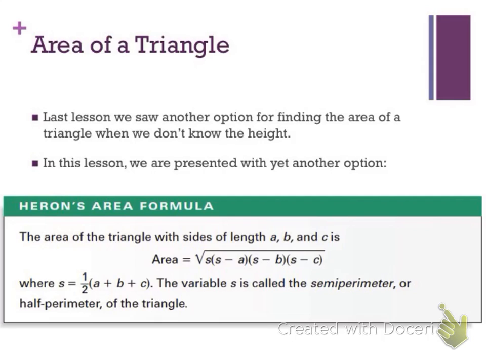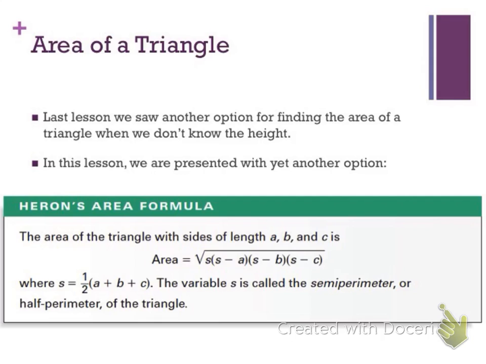So we saw in the last lesson that sometimes we need to find the area of a triangle when we don't know what the height of the triangle is. We know other things about the triangle, but we don't really know how to find the height of the triangle. So we saw one option for finding area in that case, depending on the information we knew. Well, today we're going to see another option for that. And this is an option that works if we know what all the sides of the triangle are. So if we know the length of each side of the triangle, but we don't necessarily know the height of the triangle, we can use what's called Heron's area formula to find the area of the triangle.